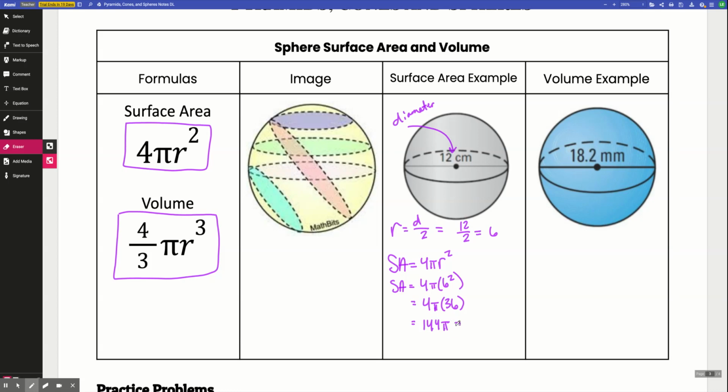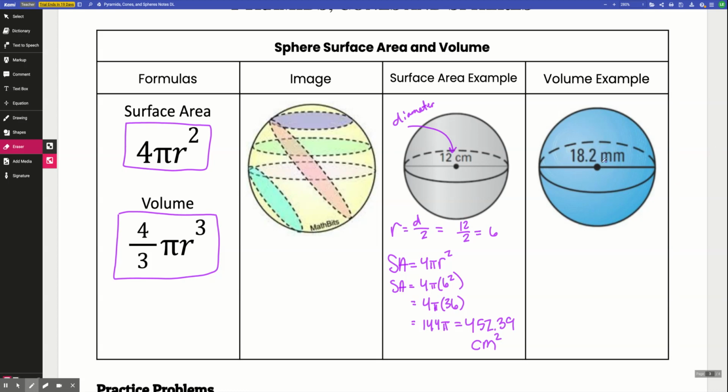When I did that, I got 452.39 when I rounded. Because the unit in my original problem was centimeters, that's going to be the unit in my final answer, but I want to make sure I put a little squared right there so that we know we're talking about an area. So that's a pretty straightforward and pretty common surface area example.